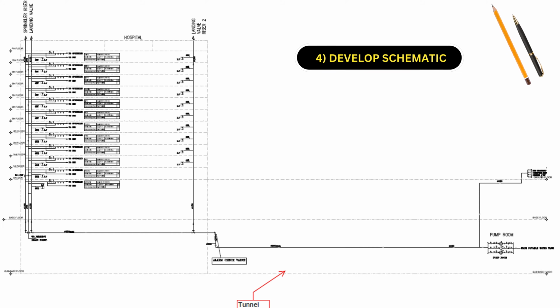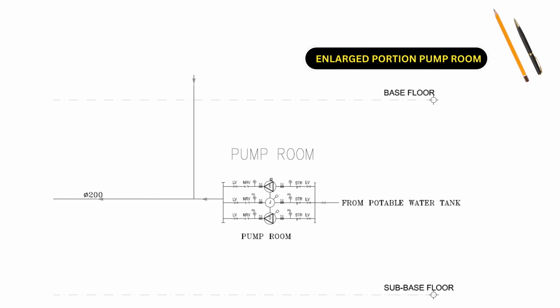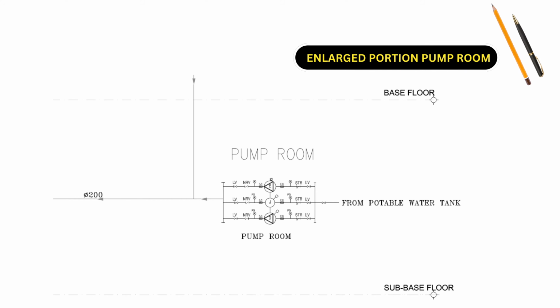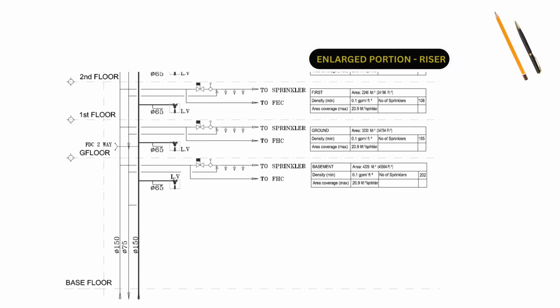Riser diagrams typically illustrate the vertical arrangement of pipes, valves, fittings and other components, showing how they connect between different floors or levels of a building. As you can see on your screen, this is the enlarged portion of the fire pump room extracted from the overall riser schematic diagram, and you can also find an enlarged portion of the riser so that it is easy for you to look into the complete subject.